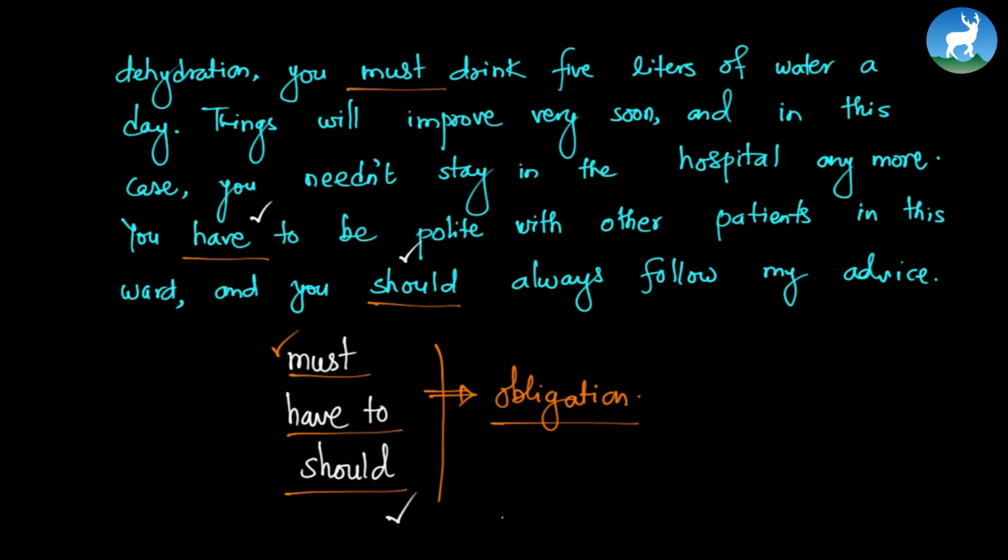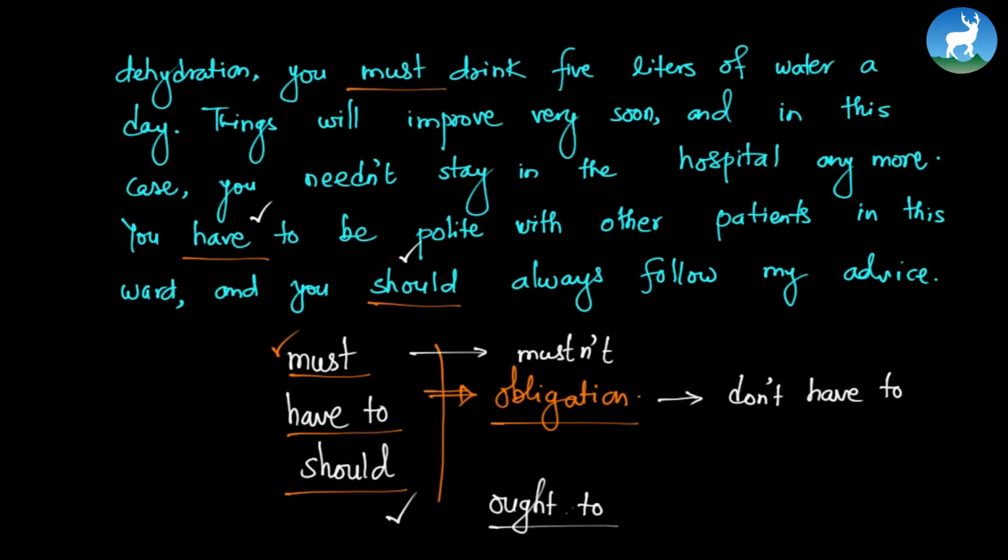The negative of must is mustn't, which means you can't do something as a rule, as it is harmful. The negative of have to is don't have to, which means it is not necessary to do something. When something is the right thing to do, we use should, or sometimes we use ought to, right? When it is a wrong thing to do, we use shouldn't or oughtn't. So the negative of should is shouldn't, and the negative of ought to is oughtn't to.